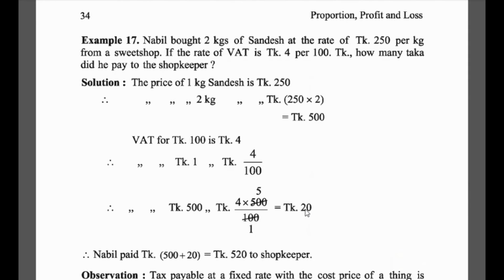Okay, dear students, let's come to the next question, which is example 17 of your books. Please stay with me. Nabil bought 2 kgs of sandesh at the rate of taka 250 per kg from a sweet shop. If the rate of VAT, that means value added tax, to give to the government for the development of the country, is taka 4 per 100, how many taka did he pay to the shopkeeper?